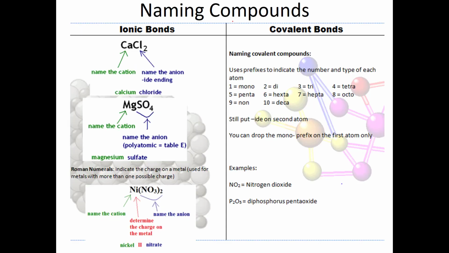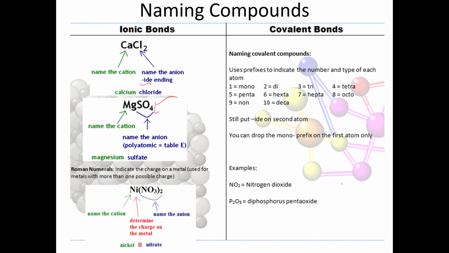So, naming compounds. Just to summarize the naming of compounds, we have 2 types, ionic versus covalent. Ionic, you name the cation first, the anion second, changing that to an IDE ending. If you have a polyatomic ion, you name the cation first, the polyatomic ion second, as long as it acts as the anion. You're going to see that there are polyatomic ions that act as the cation.